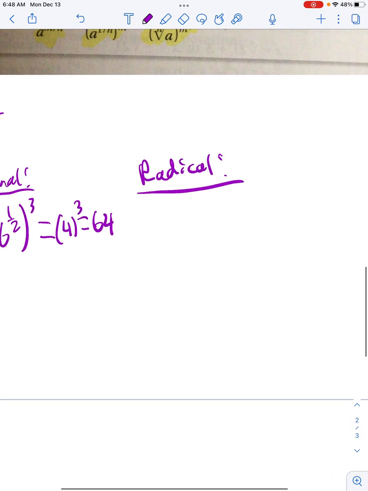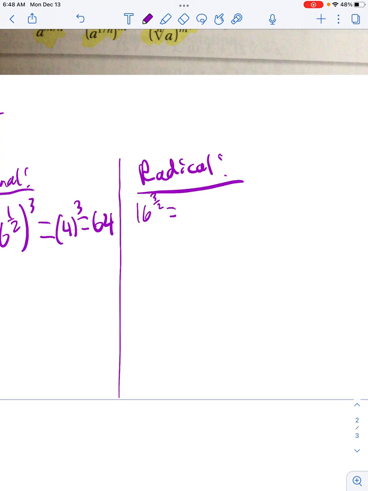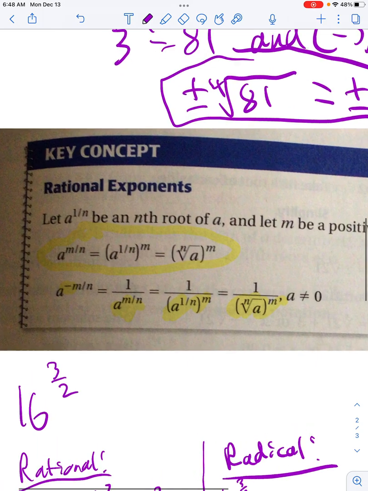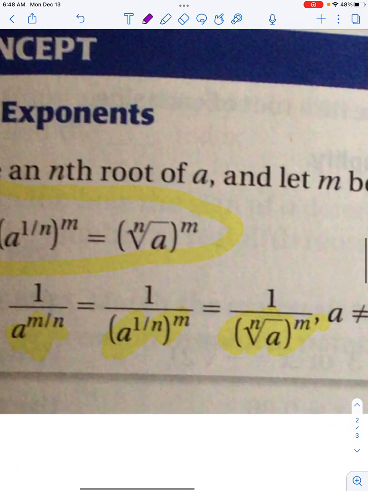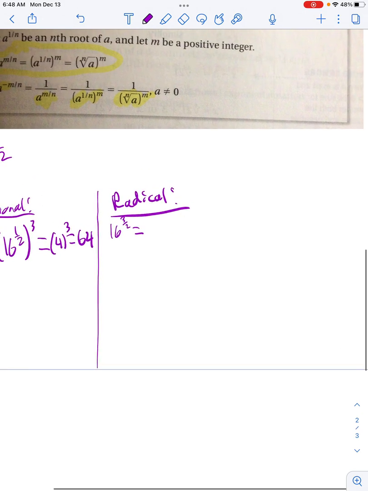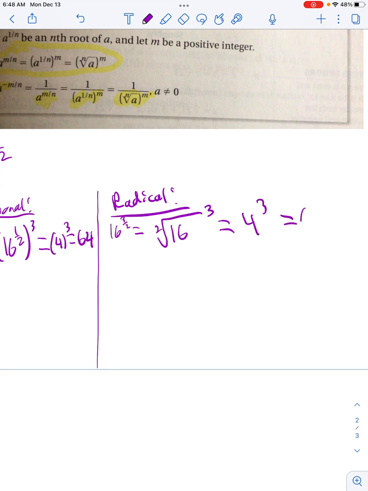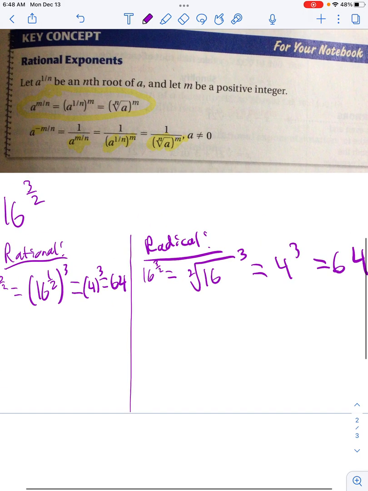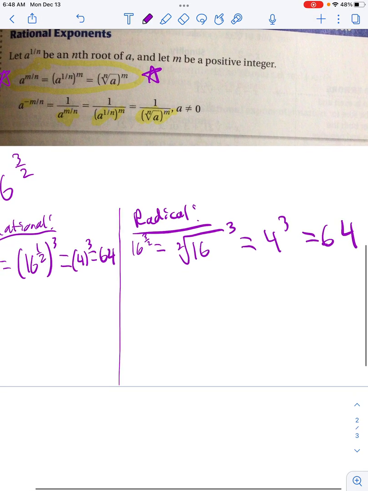If I look at it from a radical perspective, I have 16 to the 3/2. Again, this is what I'm going to use right here. So notice where n goes, where m goes, and where a goes. I'm going to translate that into, if I put this 2 here, it doesn't mean it, that's just a normal square root. So again, the square root of 16 is 4, and I'm left with 4 to the 3rd, which equals 64. So again, I basically just used this property right here to help me rewrite it.